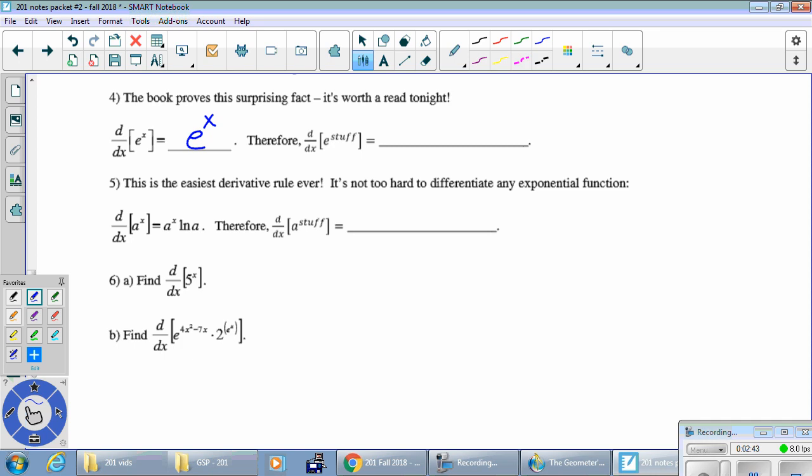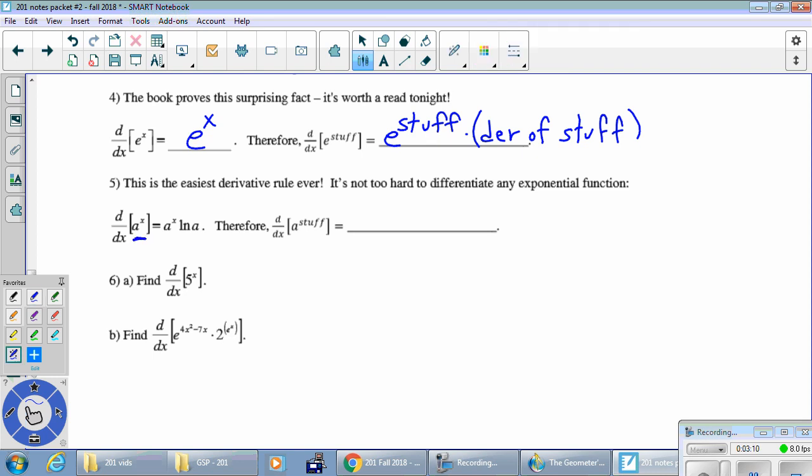Using the chain rule then, we can take the derivative of e to the stuff. If the derivative of e to the x is e to the x, then the derivative of e to the stuff should be e to the stuff, but then the chain rule says times the derivative of stuff. Okay, this is the easiest derivative rule ever. It's not too hard to differentiate any exponential function.